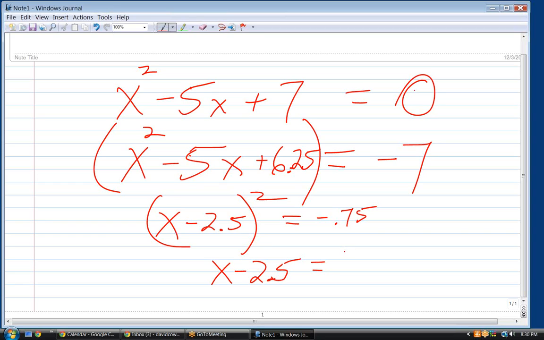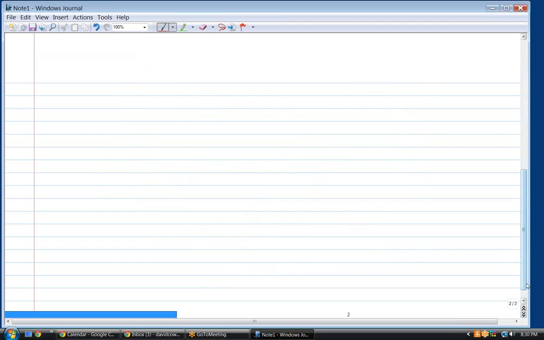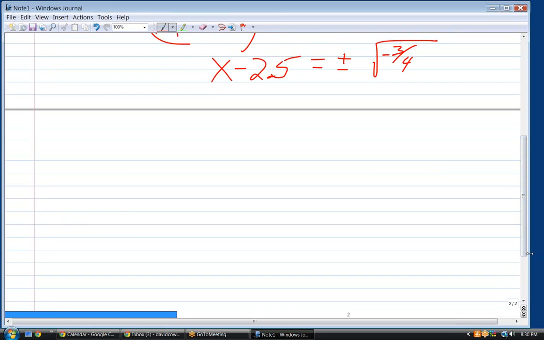Because it's negative? But most importantly, whenever you take the square root of both sides of an equation, always start your answer out with plus or minus. And I wish I could turn that into a song like they do the quadratic formula, because everybody forgets the plus or minus. So it's plus or minus the square root of negative 3/4. Yeah, I would have gone right past the plus or minus. Just try to get into the habit: whenever you're solving an equation by taking the square root of both sides, your answer is always going to start out plus or minus.